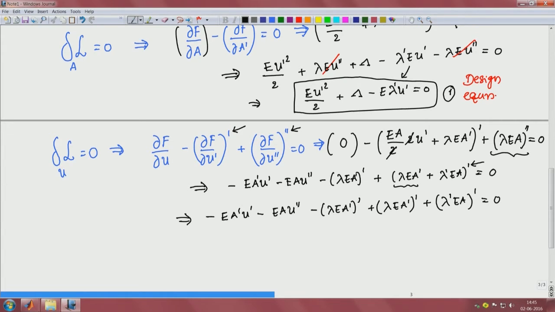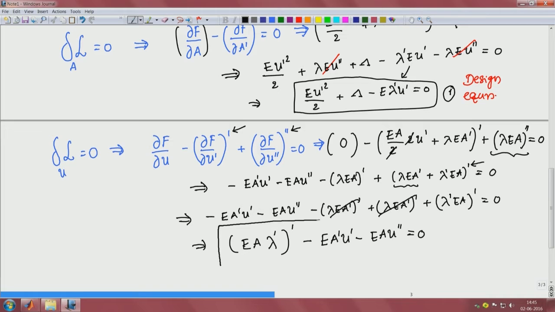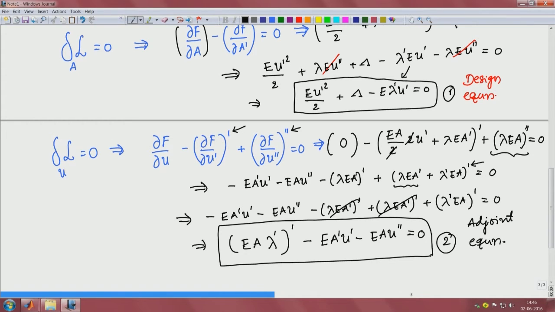Now, if we look at this, these two get cancelled. So what we are left with in this case is lambda prime E A, prime, minus E A prime u prime minus E A u double prime equal to 0. If our algebra is correct, this is our second equation, which we got by taking the variation of the Lagrangian with respect to u. Let us call this the second equation. This is called the adjoint equation.